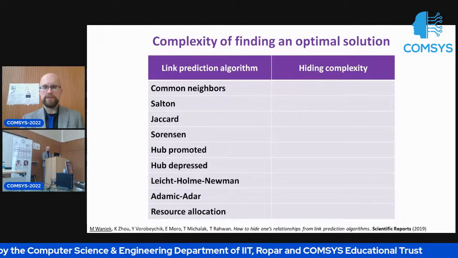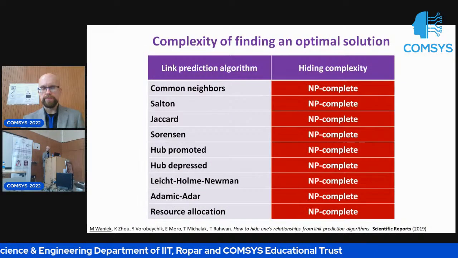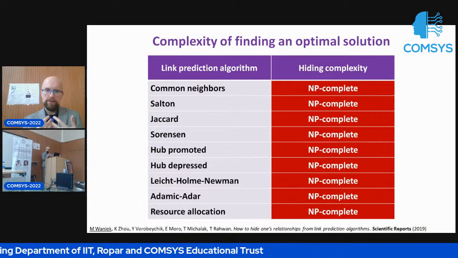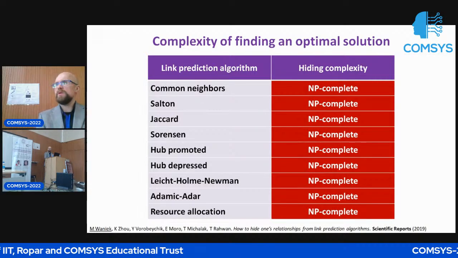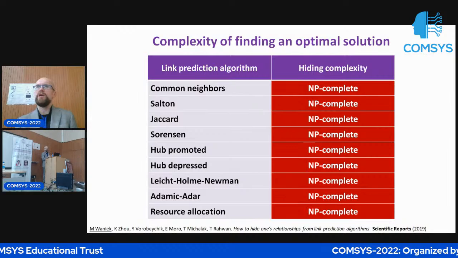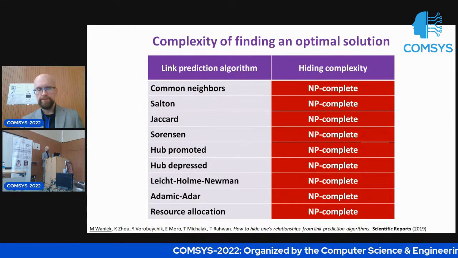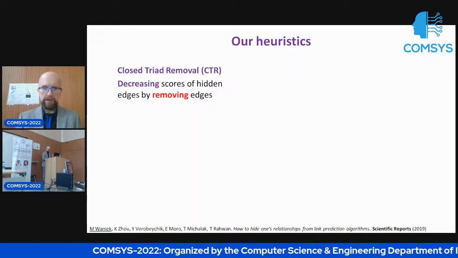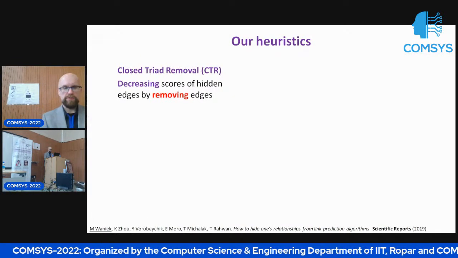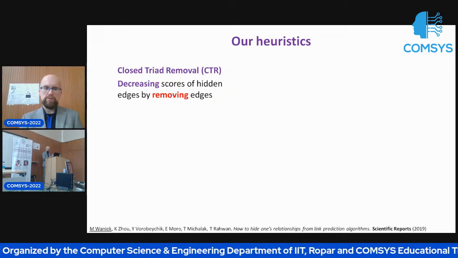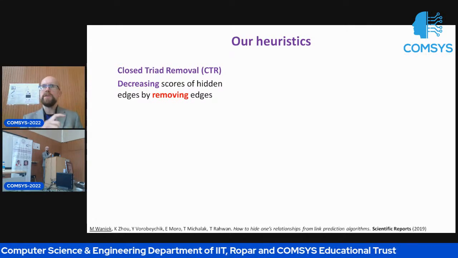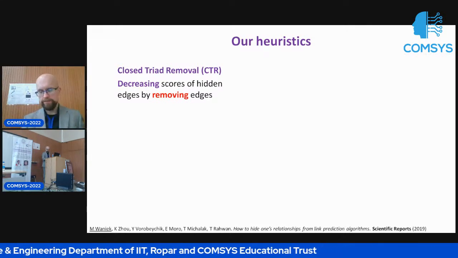As in most settings so far, all these hiding problems are NP-hard. So it's very hard to find the optimal way of hiding from these particular link prediction algorithms. However, again, we came up with some heuristics. This time we have two heuristics, one based on removing edges, one based on adding edges.